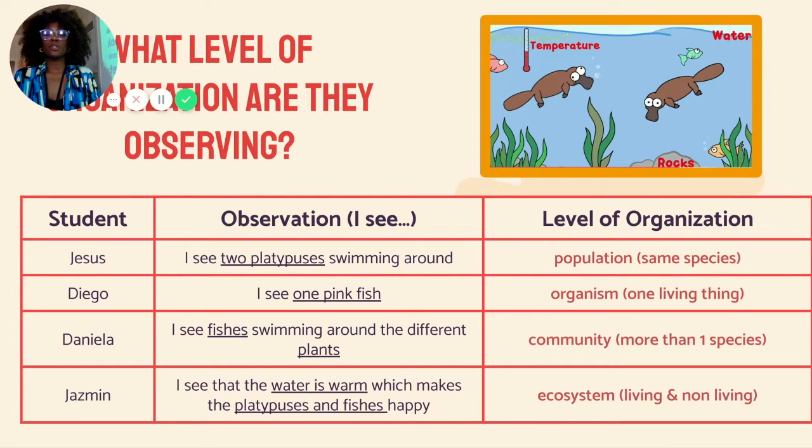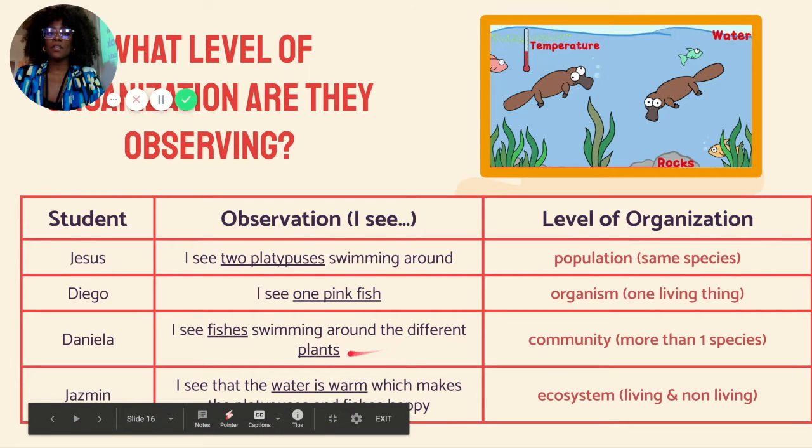Good. So here are the answers. I see two platypuses swimming around. If you see two platypuses, that's a population because it's the same species living in the same area. I see one pink fish. That's an organism. It's one living thing. I see fishes swimming around the different plants. So we talked about fishes and we talked about the different plants. So that is going to be a community, right? Because it's more than one species.